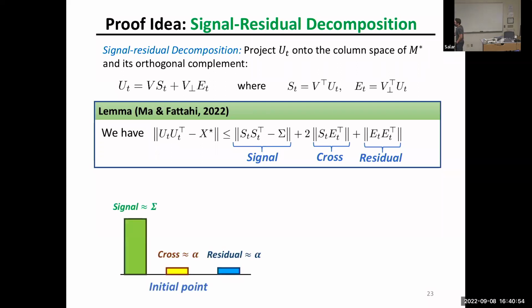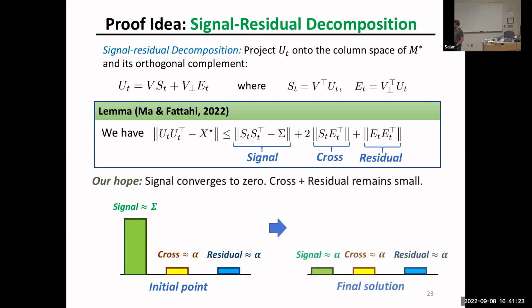Our goal: at the beginning, when we have small initialization, both ST and ET are small. So the error is dominated by the first term, and that is also dominated by the norm of sigma. So at the beginning, this is how the upper bound on the error would look. Cross and residual terms are small, in the order of alpha. The signal term is in the order of sigma.